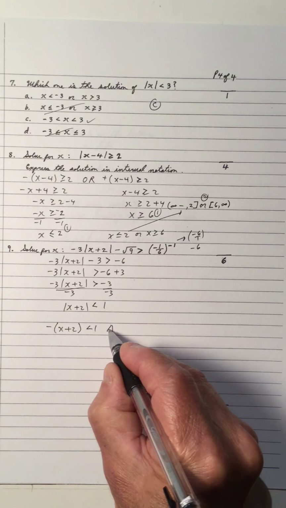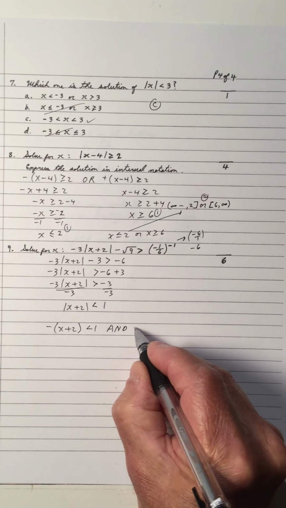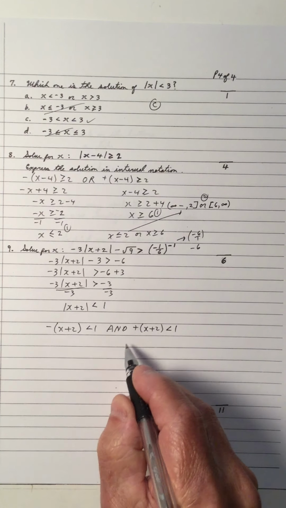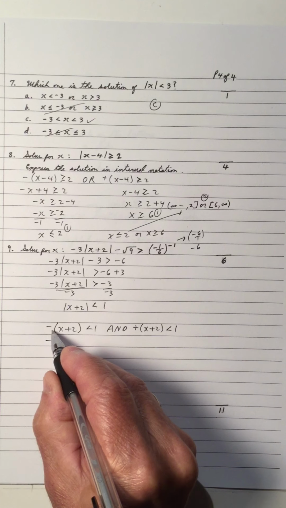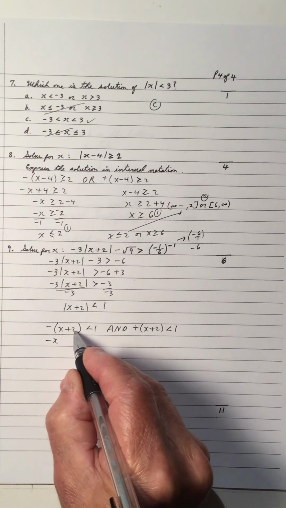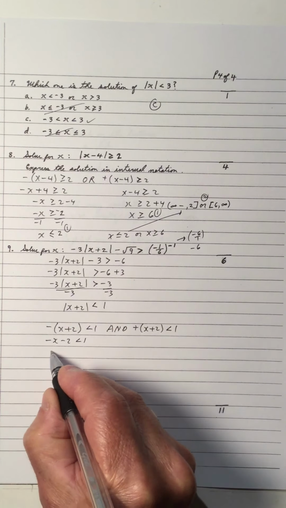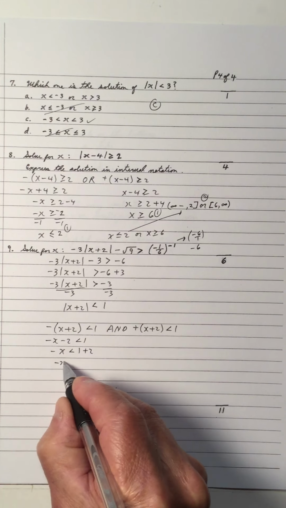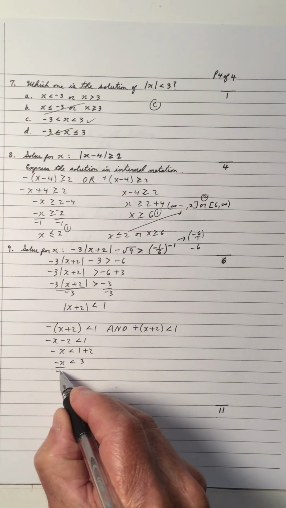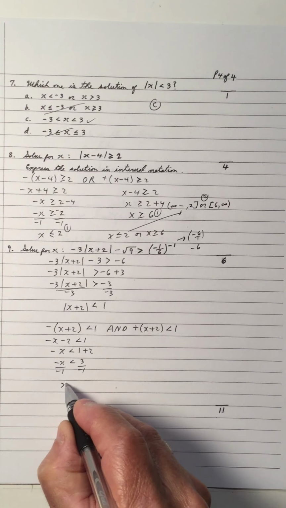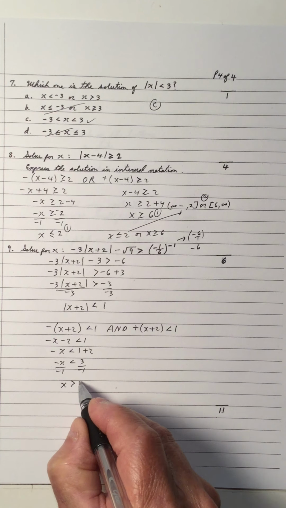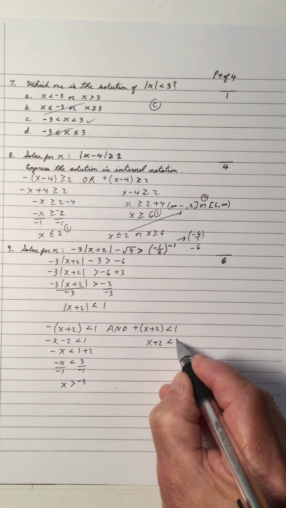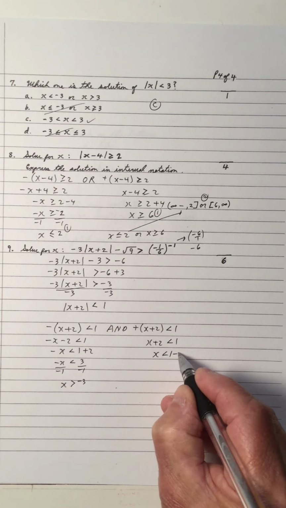And less than is an and. It's going to be between two numbers. The positive. Negative 1 times x, negative 1 times 2. Negative x is less than 1 plus 2. Negative x is less than 3. Divide by negative 1. Divided by negative, greater than negative 3. X plus 2 is less than 1. X is less than 1 minus 2.